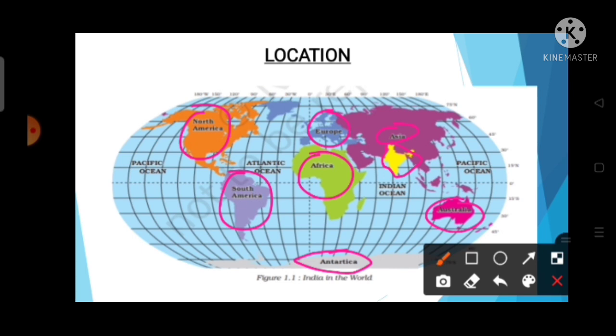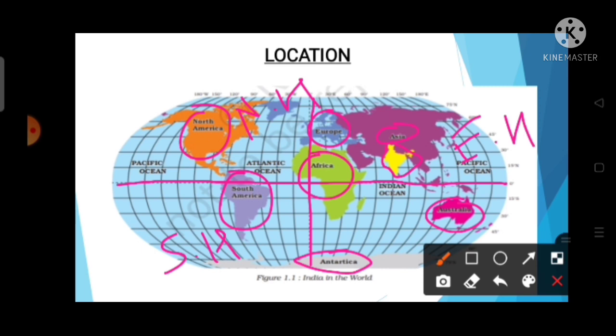One point to note down here is, this is our equator whose value is 0 degree, and this imaginary line is our prime meridian whose value is also 0 degree. So, equator divides Earth into 2 hemispheres, one is northern hemisphere and the other is southern hemisphere. And prime meridian divides Earth into 2 equal hemispheres also, one is eastern hemisphere and the other is western hemisphere.